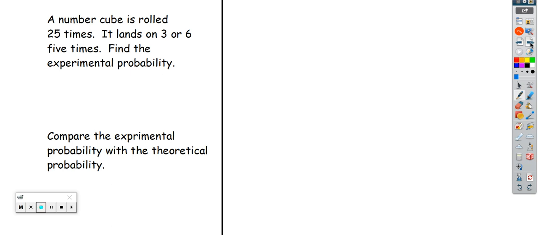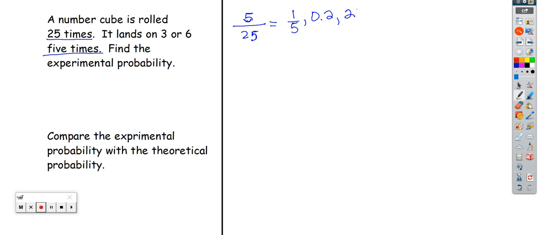Let's do an example. It says a number cube is rolled 25 times. It lands on 3 or 6, 5 times. Find the experimental probability. So these were the results from the experiment. And the favorable happened. It landed on a 3 or a 6 5 times. Out of the total number of rolls was 25. That is 1/5. I know when I do 1 divided by 5, that's 2/10.